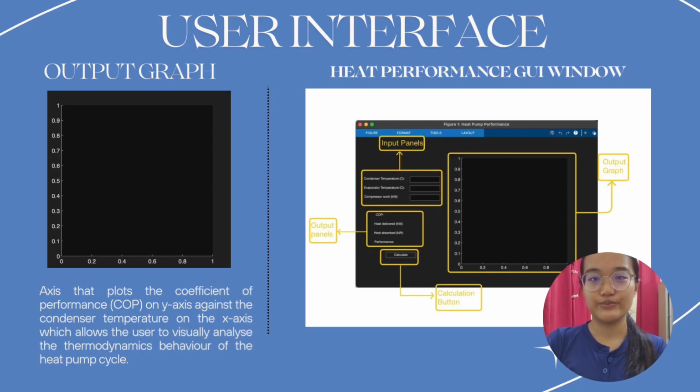In addition to the numerical outputs, the GUI also generates a graph. This graph shows the relationship between the COP and the condenser temperature. By observing the trend of the graph, users can easily understand how changes in operating conditions affect the efficiency of the heat pump system. The right side of the slide shows the GUI window of the heat pump performance simulator.